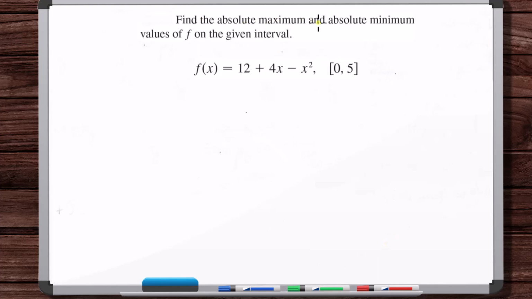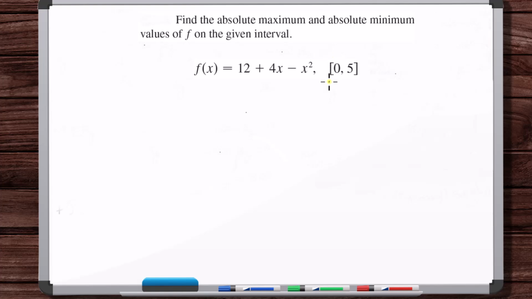Find the absolute maximum and absolute minimum values of f on the given interval. For these problems, we're going to be working with continuous functions on closed intervals. Remember, the extreme value theorem states that if you have a continuous function on a closed interval, then there must be an absolute max and absolute min on that interval. How do we find those values? First, we find all of the critical numbers on the open interval from the specified closed interval, so in the open interval from 0 to 5. They say that because you're not going to be able to evaluate the derivative at the endpoints.